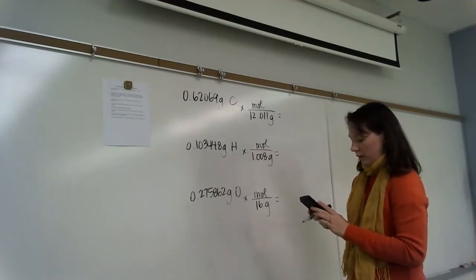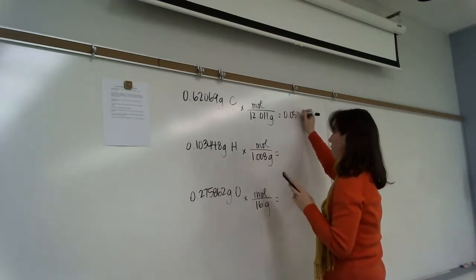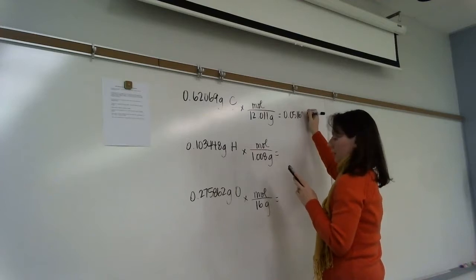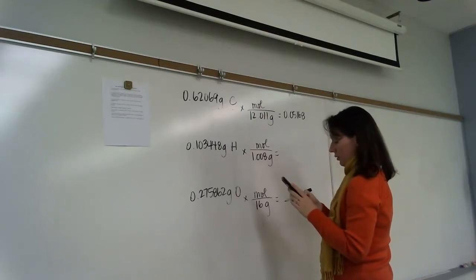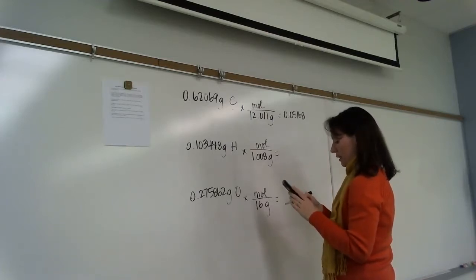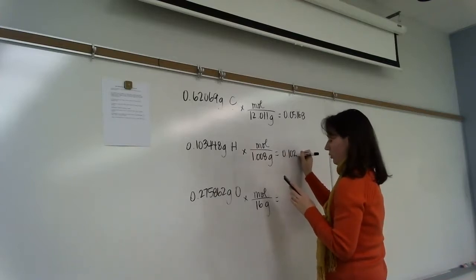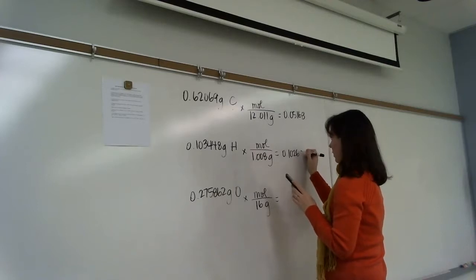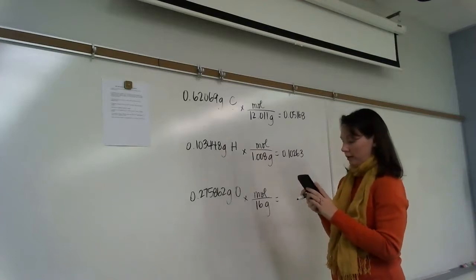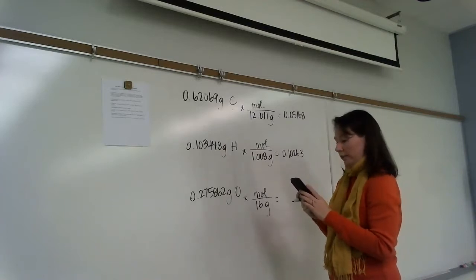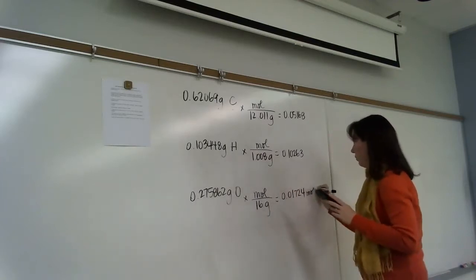0.62069 divided by 12.011 gives 0.05168, and then 0.103448 divided by 1.008 gives 0.10263, and then 0.275862 divided by 16 gives 0.01724. And these are all moles.